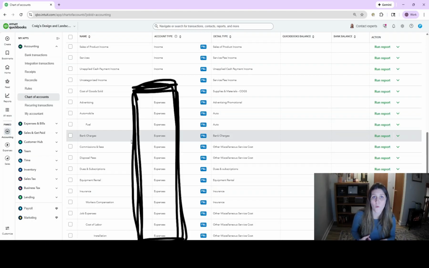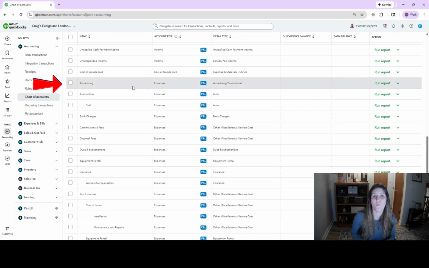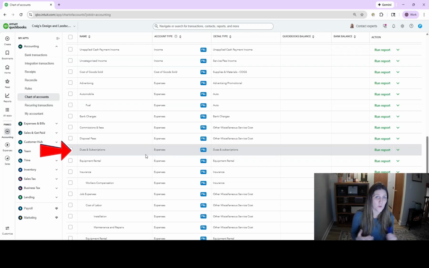Office rent would go into a rent expense account. Office supplies would go into an office supplies or a general supplies expense account. Advertising expenses will fall under an advertising or marketing expense account. Software expenses like your QuickBooks Online subscription, Adobe, things like that will fall under dues and subscriptions or a software expense account. Keep in mind that every business looks a little bit different depending on the nature of the business and also who set it up. So your accounts might look a little bit different from another company's accounts.